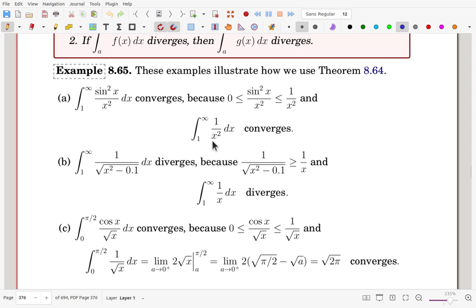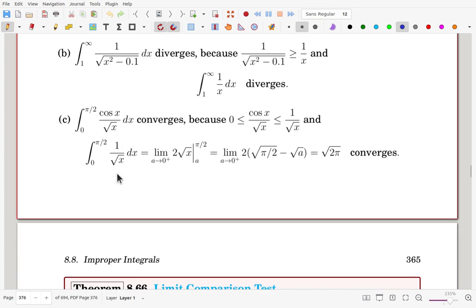We know that. Okay, for this integrand, we can find that it is larger than or equal to 1 over x, because 0.1 is subtracted. But we know the integral of 1 over x diverges, so the given integral should diverge. Right?